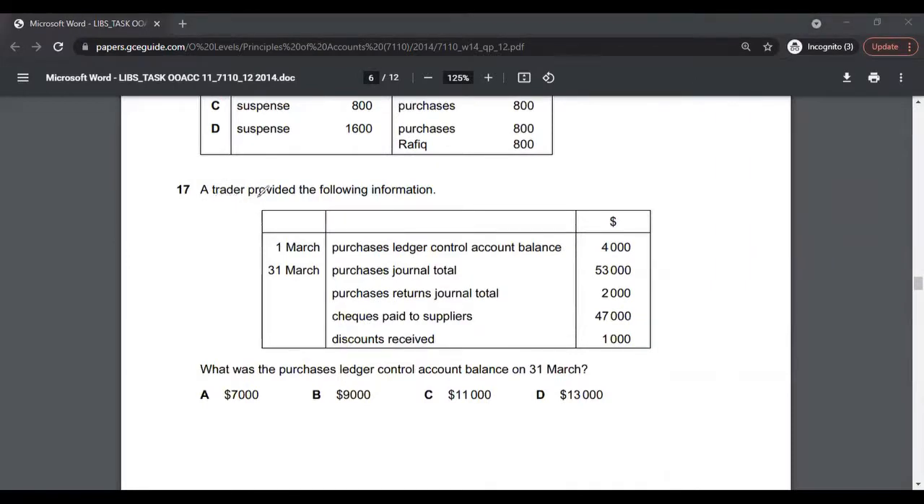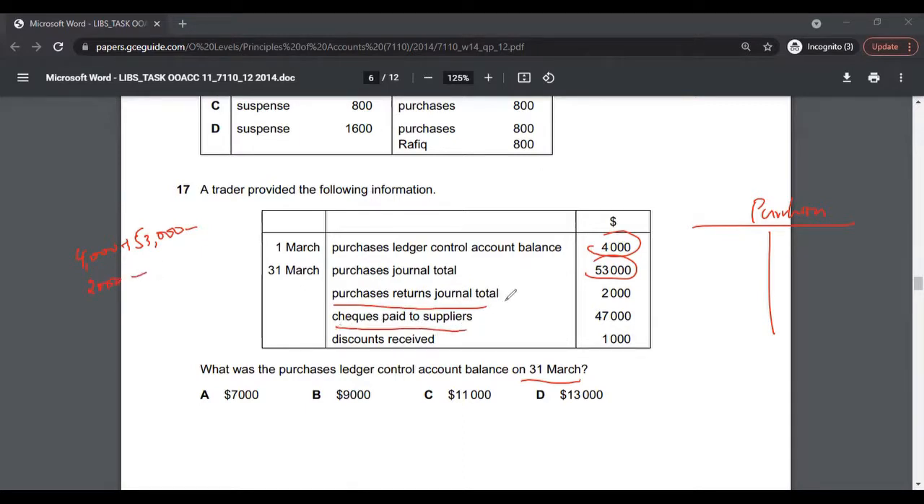Multiple choice 17. A trader provided the following information. What was the purchases ledger control account balance on 31st March? If you remember the T account format for purchases ledger control account, that's great. But another way to think is, you have an opening balance of this. You purchased 53,000 during the year. So 4,000 plus 53,000, minus purchase return journals reduces your payable, so minus $2,000.